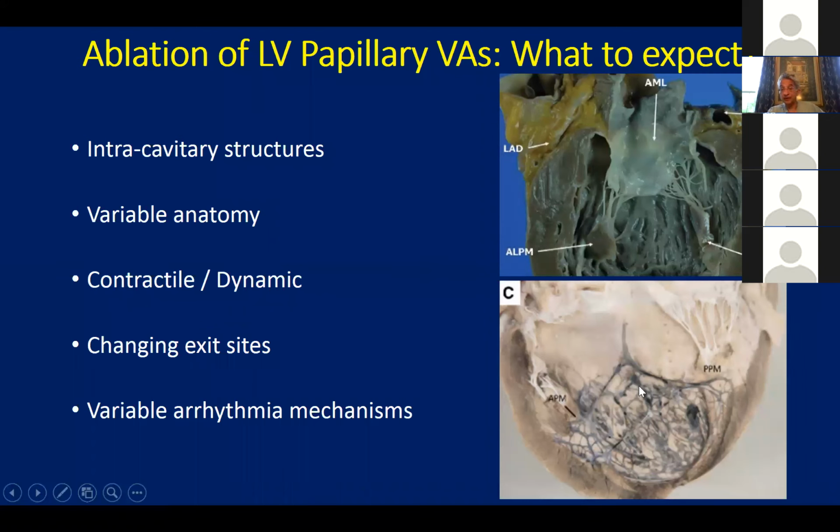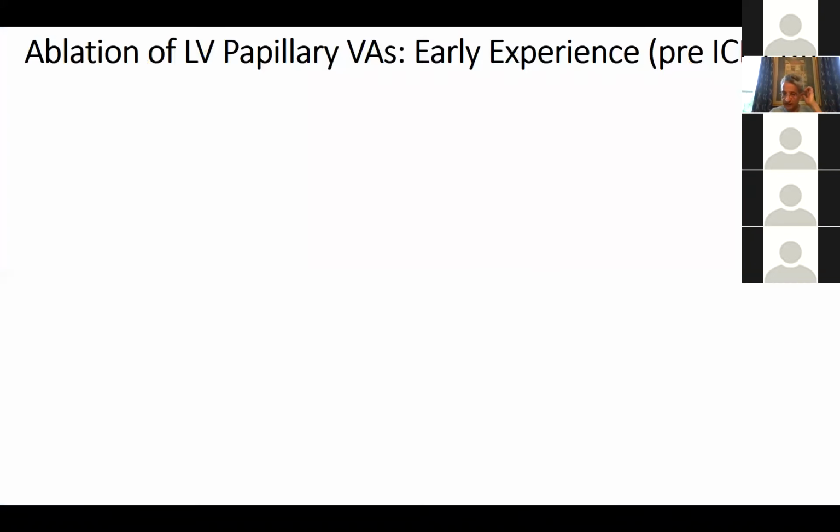And then, of course, depending on how dense the Purkinje network is and how diseased it is, you can have changing exits of the arrhythmia through this dense network. And of course, the mechanism of the arrhythmias can be variable. So there are a lot of potential challenges when you try to go after arrhythmias originating from the papillary muscles. And consistent with that, the evolution of the techniques has been sort of a work in progress.